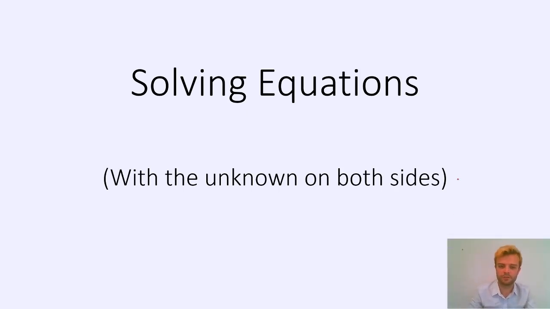All right, so here we're looking at solving equations, but this time we're going to look at solving equations which have an unknown on both sides. And what that means is we're looking at equations like this, where we have 2x plus 10 equals 4x minus 6. So the problem here is that we have x's in two different places, which means we have to think a bit more carefully about how we solve them.